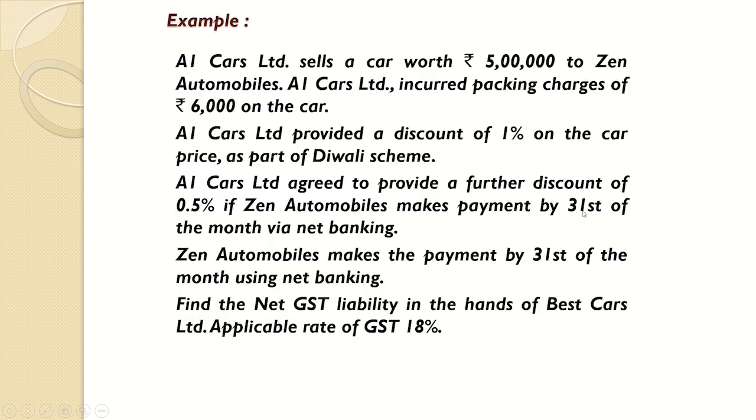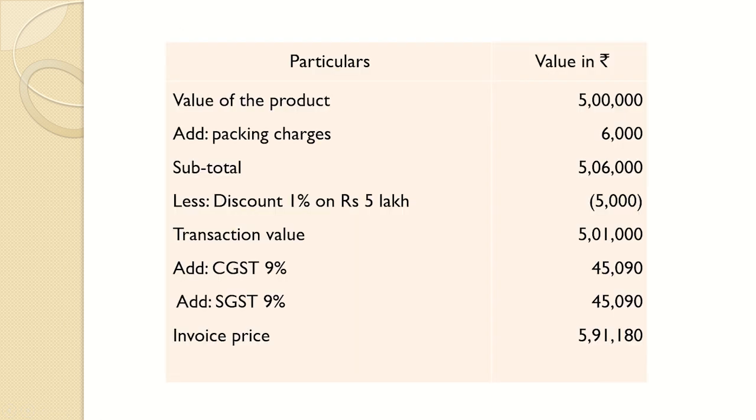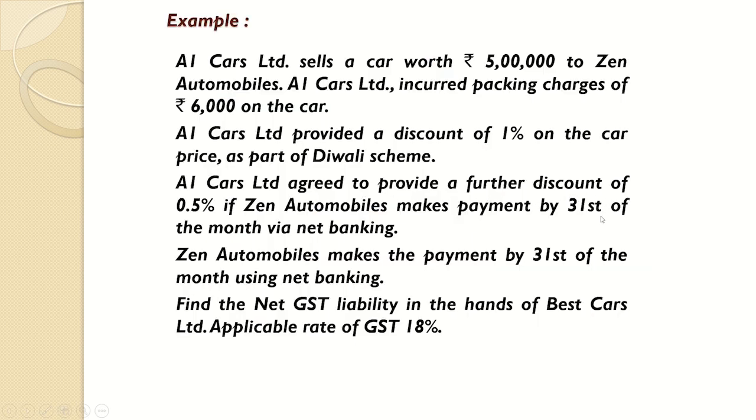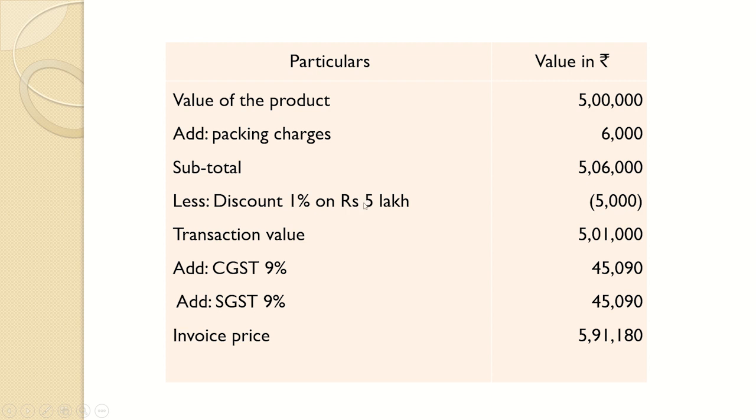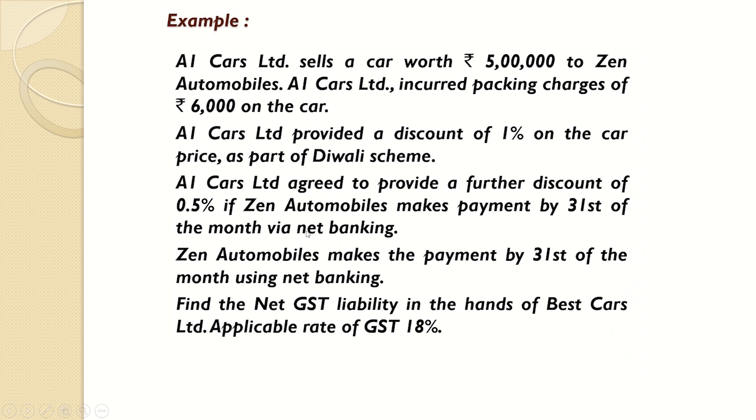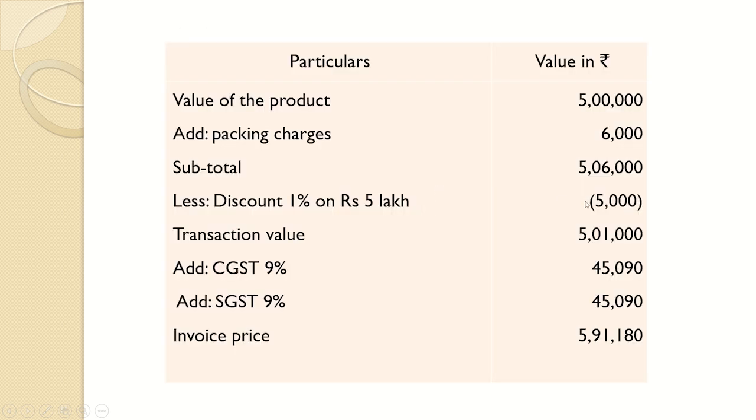Now here we discussed in our provisions that if a discount is agreed upon at the time of making the transaction, then such discounts are eligible to be deducted. Here it says if he makes the payment by 31st of the month, he is eligible for a discount of 0.5% on the total value and also a discount of 1% on the car price. So two discounts are given. Now here A1 Cars has, as per the given condition, given 1% on the car as per Diwali scheme. So that is an eligible discount.